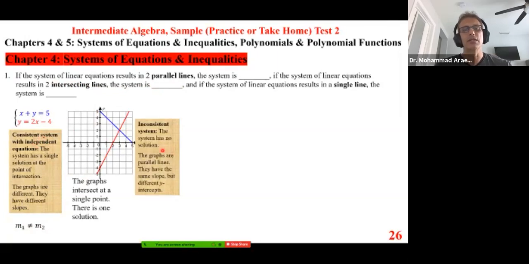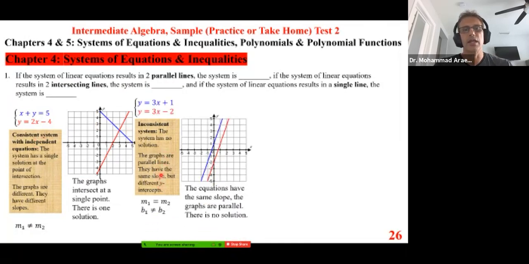Inconsistent system, the system has no solution. The graphs are parallel lines, they have the same slope but different intercepts. Here's an example. The graph clearly indicates two lines that are parallel. M1 is equal to M2, but B1 is different than B sub 2. That means they have different y-intercepts. So two parallel lines, we are dealing with the inconsistent system. Finally, if we were to solve this by the method of elimination or substitution, it results in a contradiction such as 0 equals 7, 2 equals 5, things of that nature.